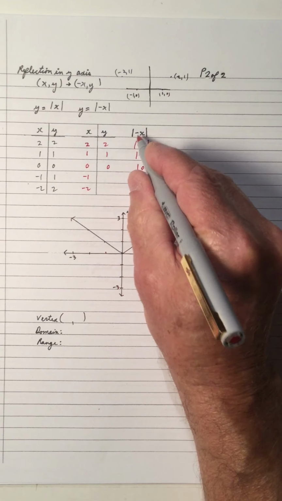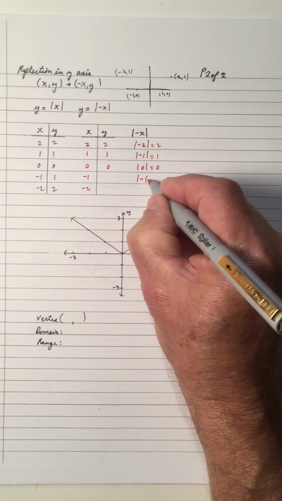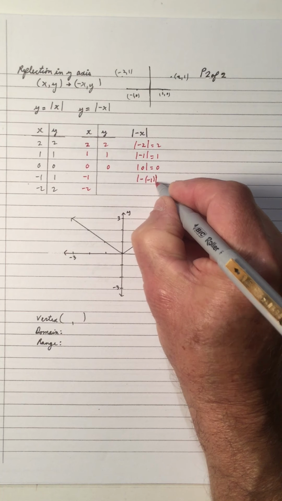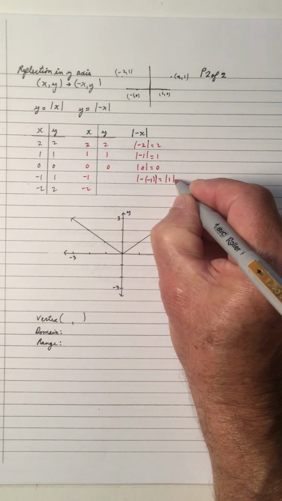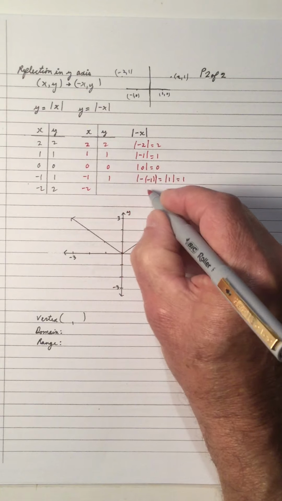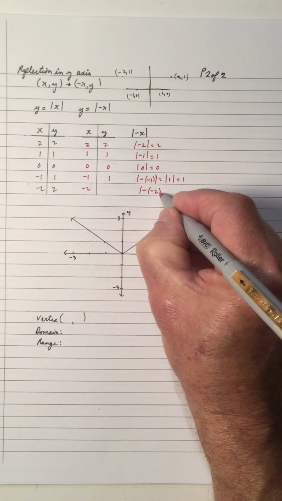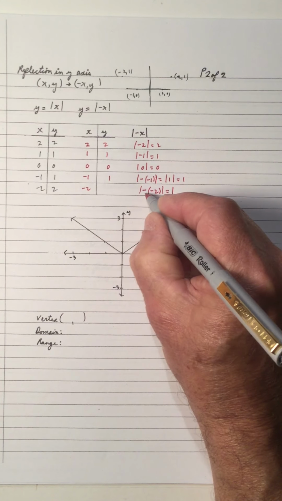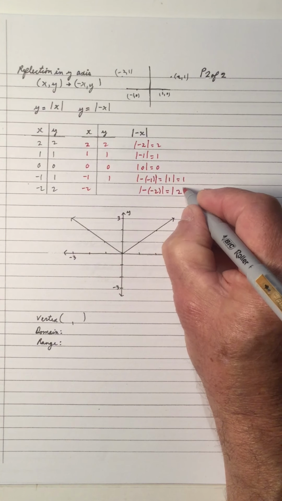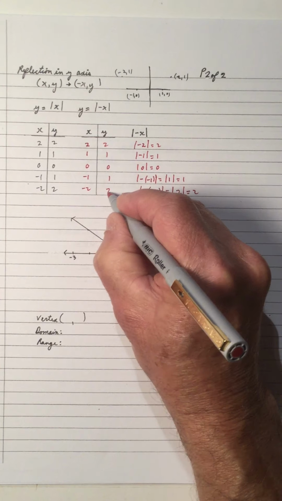And now we have negative 1, so we have the negative of a negative 1. That's 1, and the absolute value of 1 is 1. And we have negative 2, so the negative of a negative 2 is 2. The absolute value of 2 is 2.